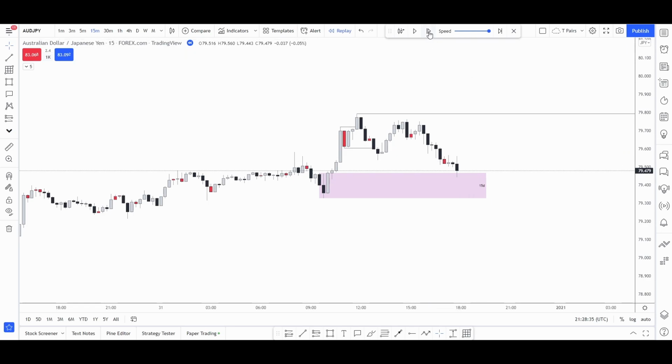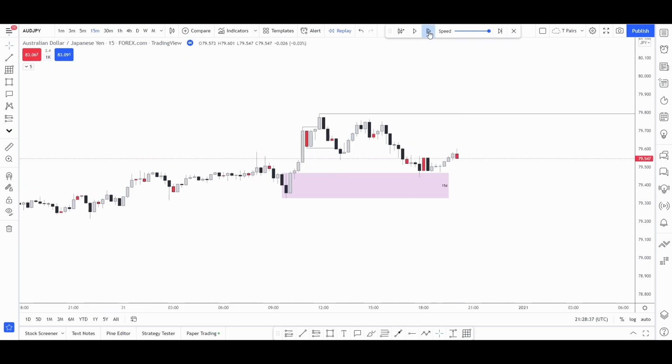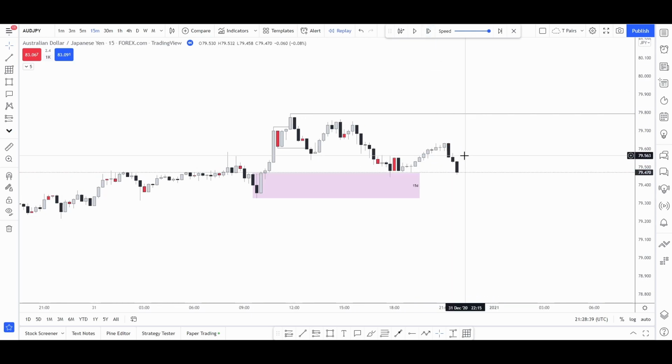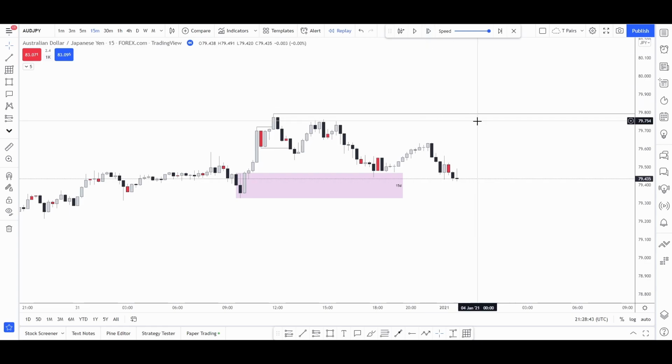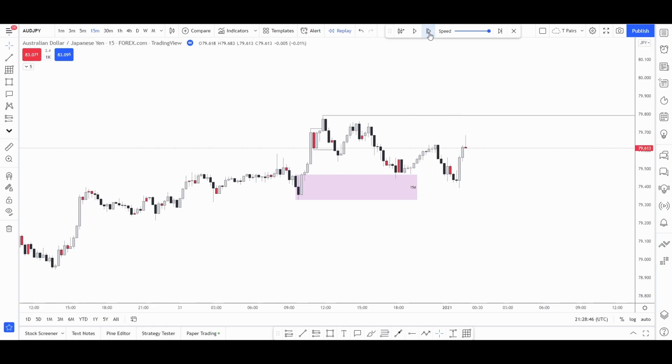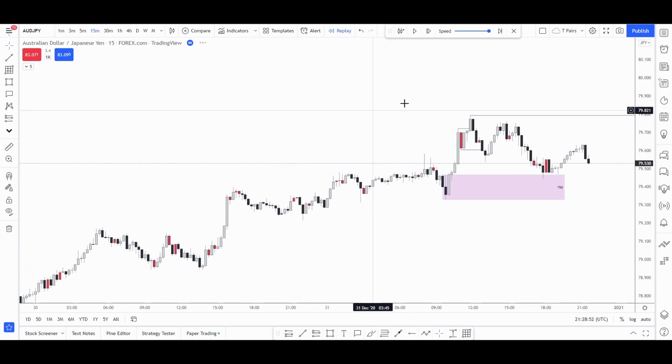We're just going to skip forward a couple of candles and get to 2021. Excuse my voice, I'm just quite tired. Oh, we've jumped forward a little bit too much. Right, you'll see little mistakes like that every now and then.